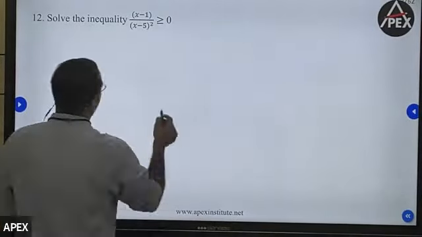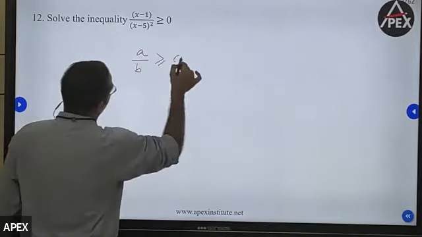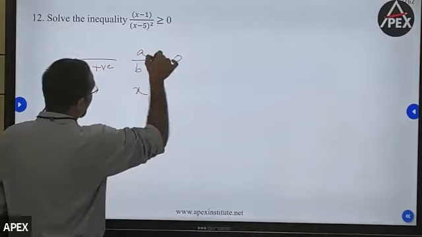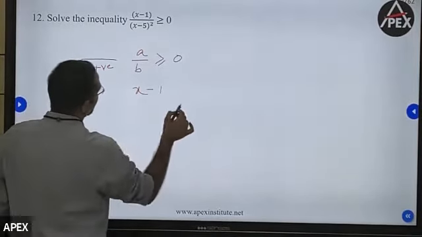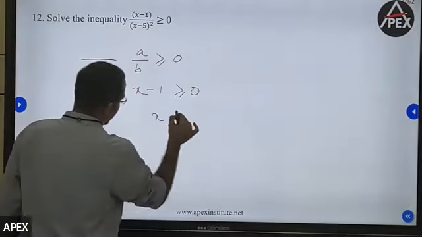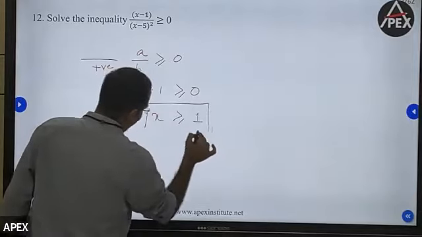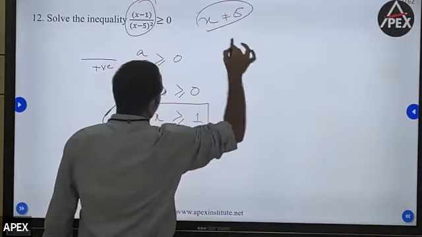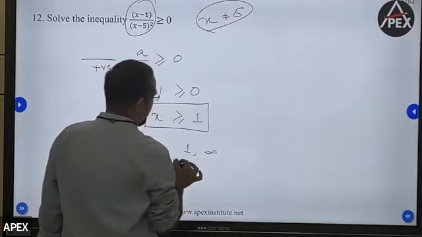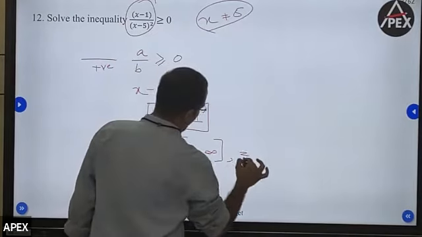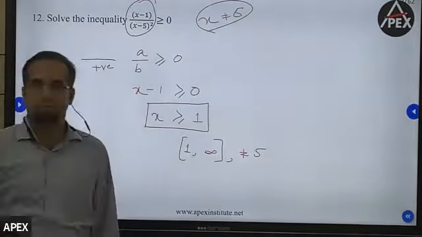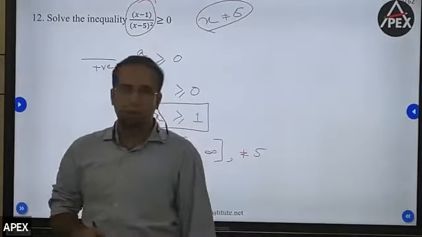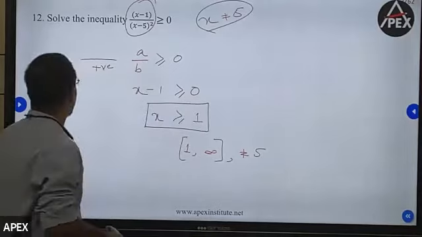Denominator is always greater than or equal to 0. A by B greater than or equal to 0. B is always positive, so I have to ensure that A is greater than or equal to 0. So x minus 1 should be greater than or equal to 0, x is greater than or equal to 1. Only one catch: whenever I see a square, my first point is x should not be equal to 5. So you have an answer 1 comma infinity, including 1, excluding the value 5. That is the only catch. Clear? In the online forum also, I guess only one correct answer. Clear?